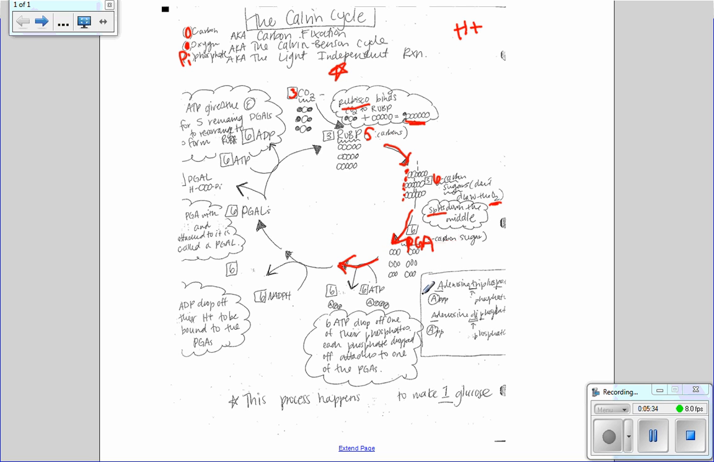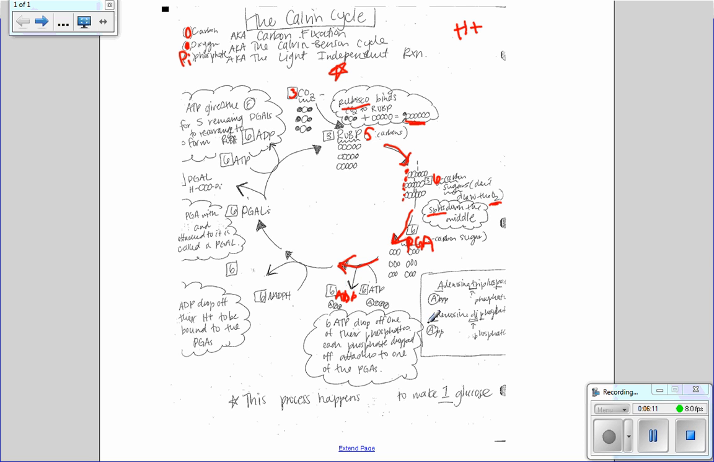So what's going to happen is that a phosphate is going to be added to each of these PGA molecules. So y'all read this little blurb down here. 6 ATP drop off one of their phosphates. Each phosphate dropped off attaches to one of the PGAs. Okay, so ATP is going to come over. 6 ATPs are going to come over. Each of them is going to give one of their phosphates to one of the PGAs. And then we're left with 6 ADP molecules.